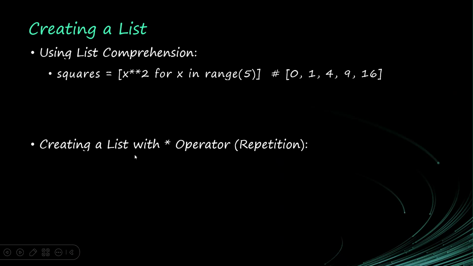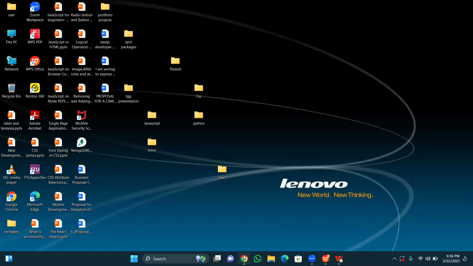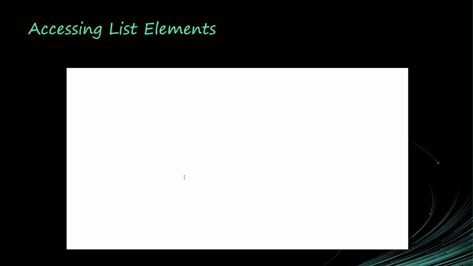You can also create a list using the repetition operator. If you have a list like this and multiply it by any number, it will repeat the elements you have by the number you are multiplying it by. Let me show you, I think it will be best explained if I show you here.